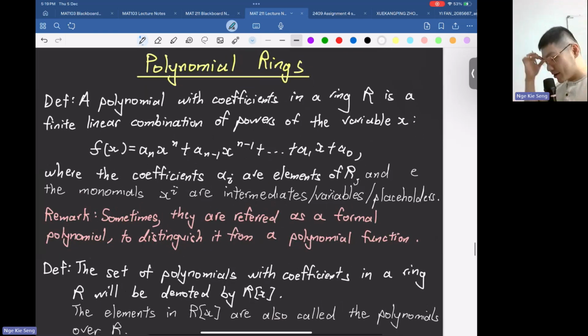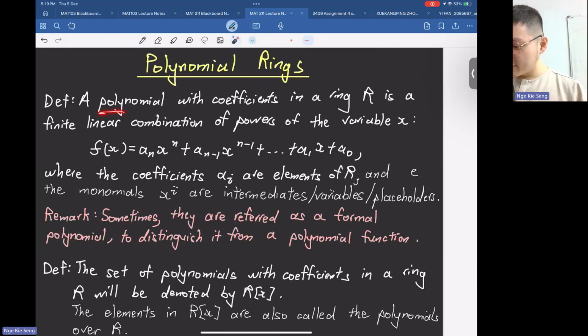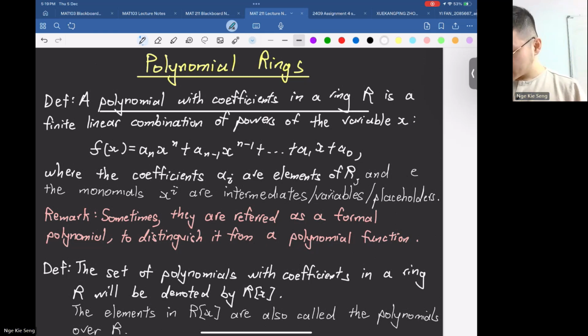Let's recall again, what's a polynomial ring? Let's start by defining what a polynomial with coefficients in a ring R is. This is just a finite linear combination of powers of the variable x. We call these powers of the variable x monomials, the monomials x^i.